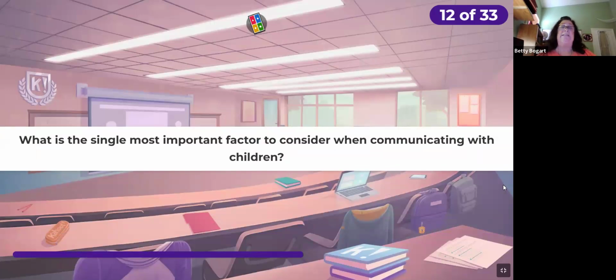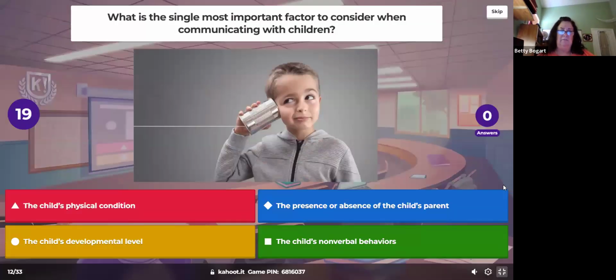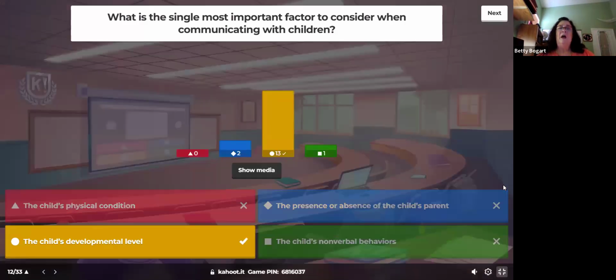What is the single most important factor to consider when communicating with children? Get on that child's developmental level. I mean, that's number one. Children, yes, do better with parents at the bedside. I understand that. But that child's not going to talk to you, even with the parents there, if you're not, number one, get down on their level and then talk to them in a manner they understand. They're just not going to do what you want them to do or say or explain anything. So again, child's developmental level, big, big, big concept there.